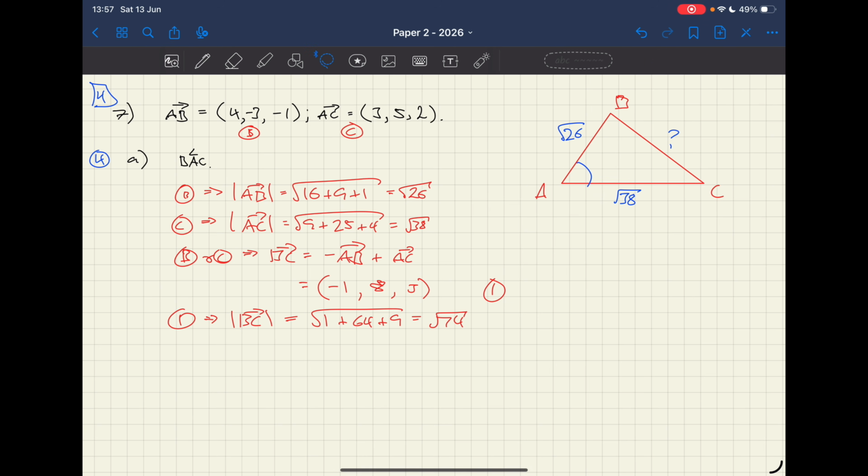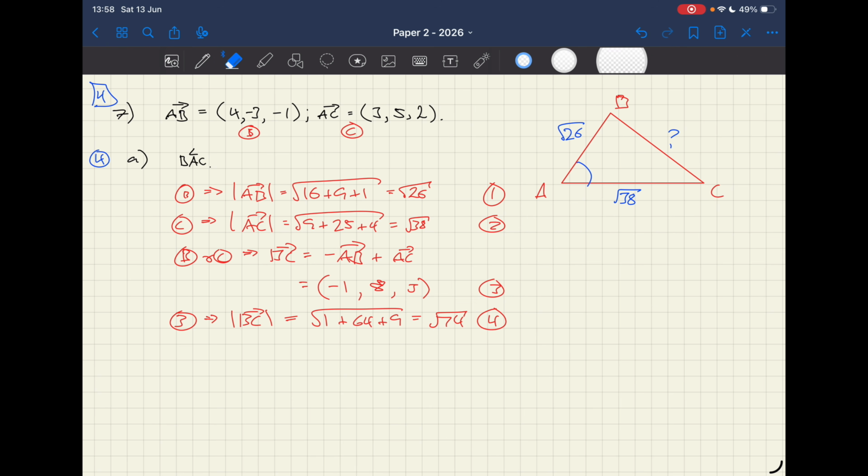I might just number my facts. Let's call that one fact 1. This can be fact 2. This can be fact 3 then, and this will be fact number 4. This actually came from fact 3, just so they're in order of how we're given them. Lovely. So we know that one at the top right is actually root 74. Has that got a nicer version of itself? Nope, no it does not.